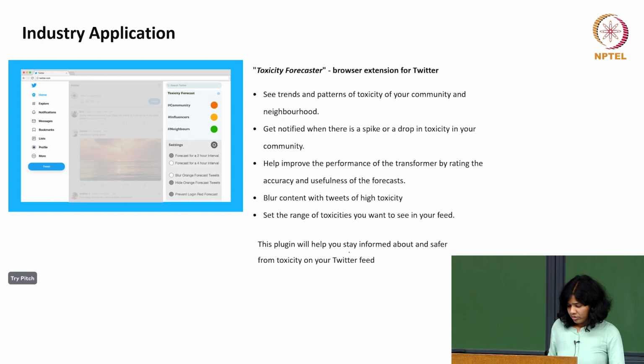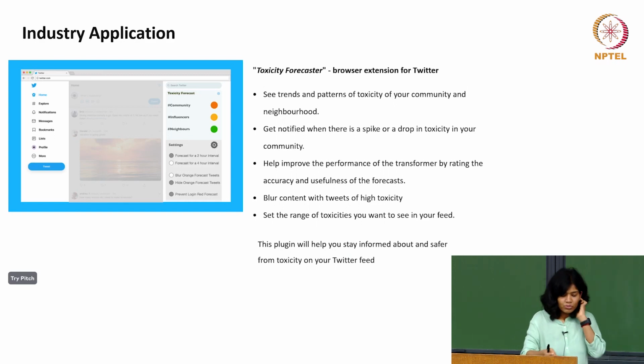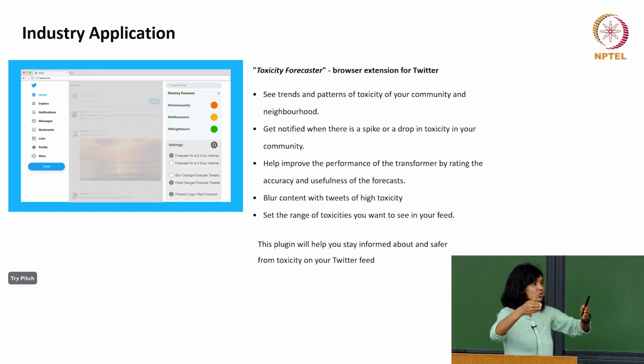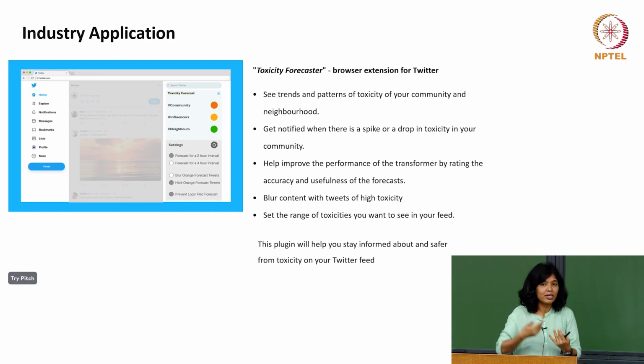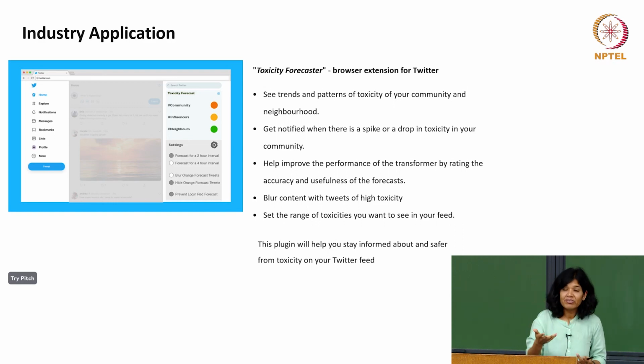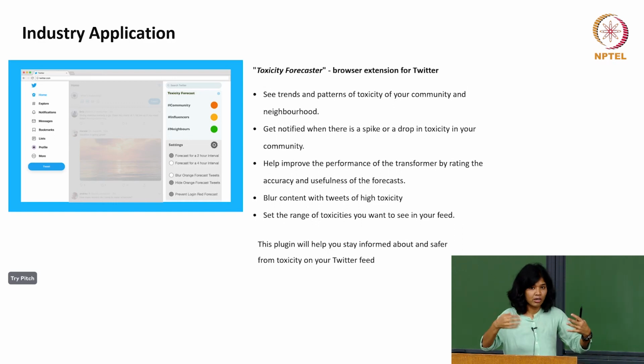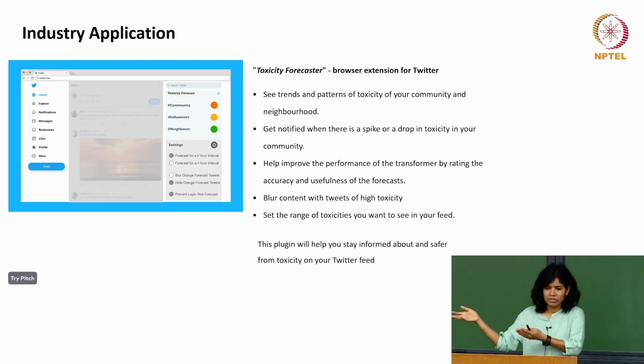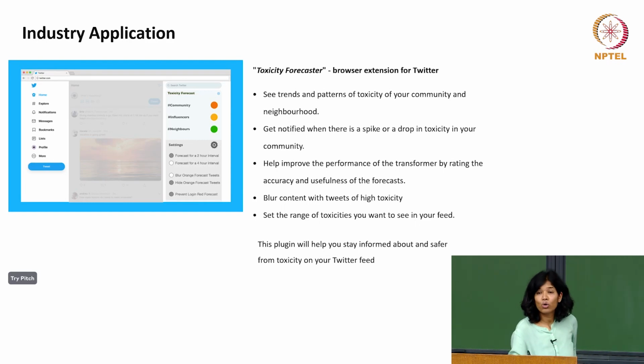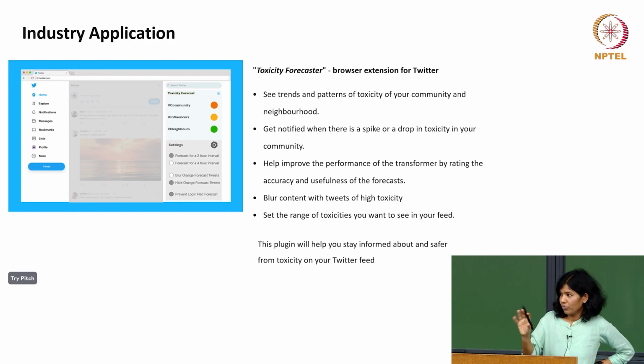I can conclude with this. Why is this useful? Because you can use it in multiple cases. On my Twitter account, they can show how toxic my neighborhood currently is, and how toxic it will be in the future. Even the Twitter platform itself can use it to see how toxic the network currently is and how toxic it will turn. There are a lot of industry applications for this kind of toxicity forecasting.